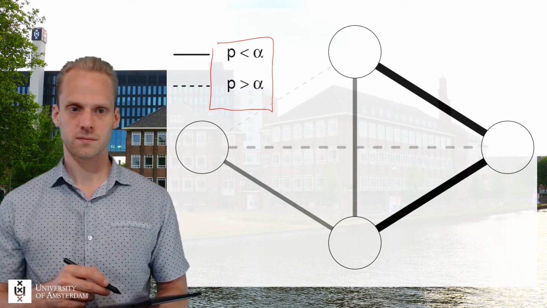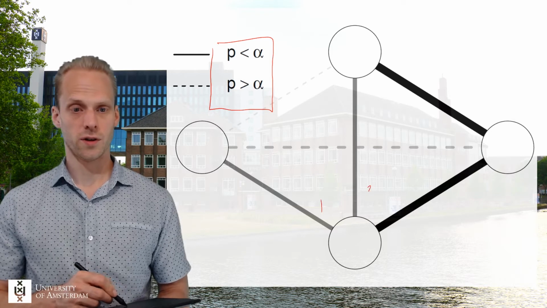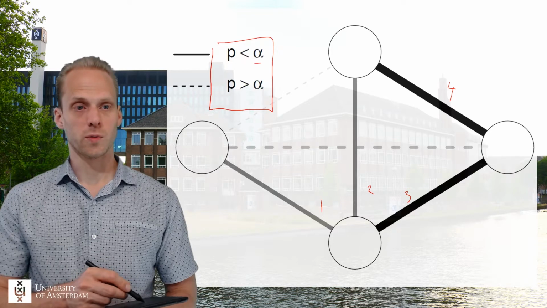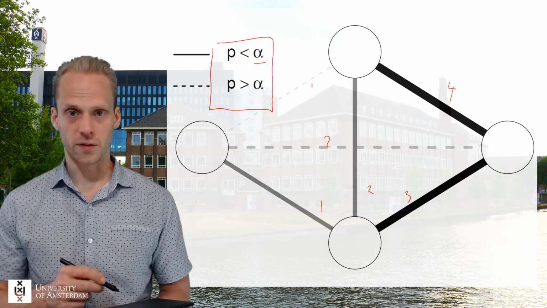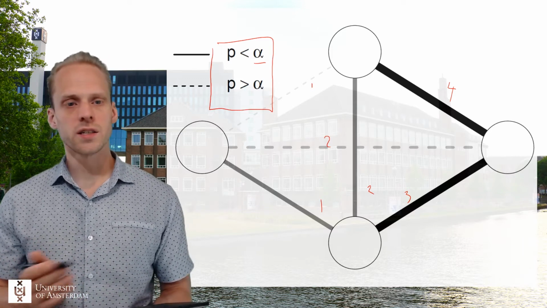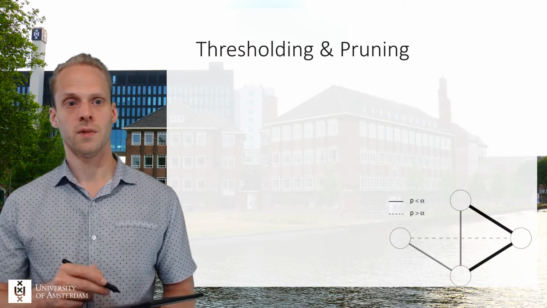So here I have 4 edges, 1, 2, 3, 4, that are significant below some alpha level. And I have 2 edges here, 1, 2, that are not significant. And the idea in both thresholding and pruning is then to simply remove those edges that are not significant. Very easy thing to do.